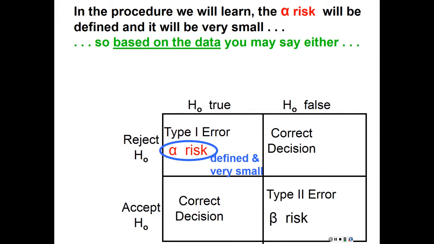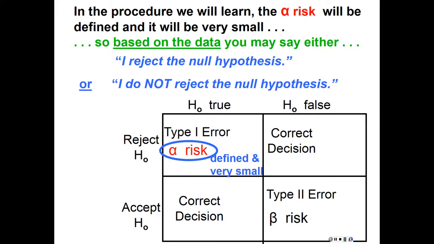So based on the data, which is your evidence, you can say one of two things. I reject the null hypothesis. The null hypothesis is not true. The evidence does not support the null hypothesis. Or I can say, I do not reject the null hypothesis. Does that mean that you accept the null hypothesis?